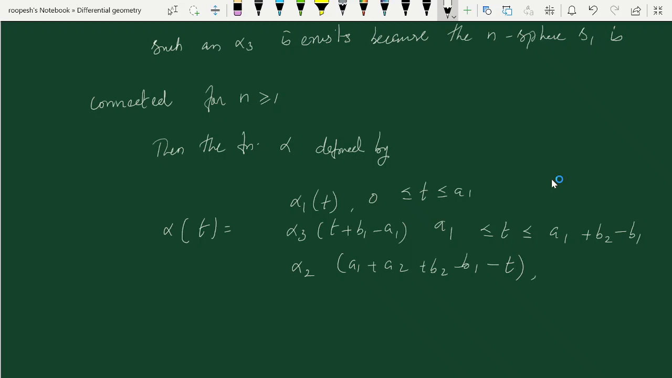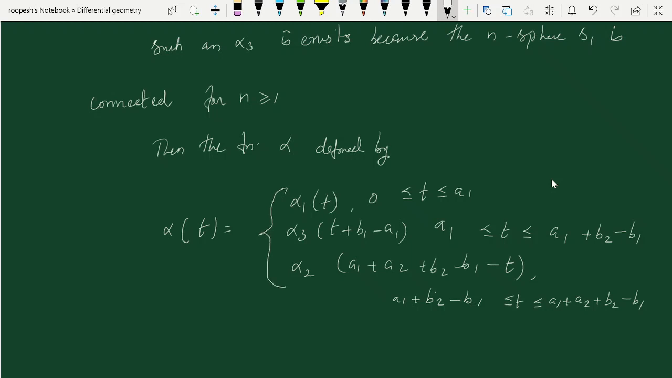where the range is a1 plus b2 minus b1 less than or equal to t less than or equal to a1 plus a2 plus b2 minus b1. Now this is our alpha.